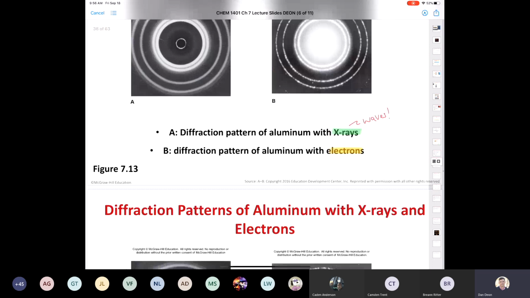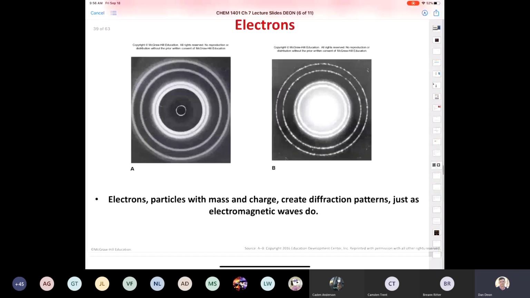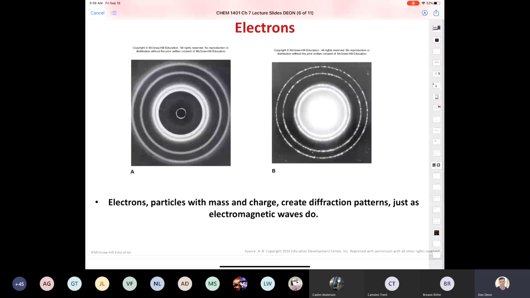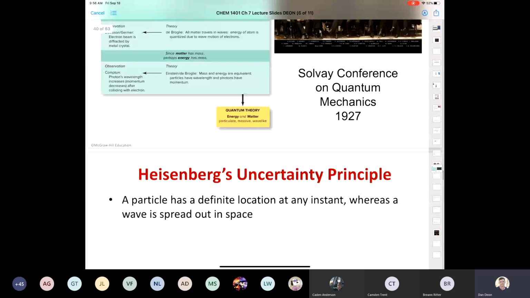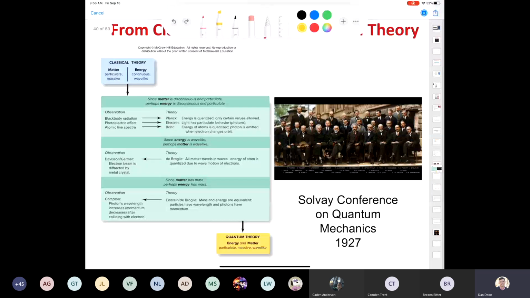Let's see here. So the conclusion is that electrons, which are particles with mass and charge, can create patterns just as electromagnetic waves do. Hey, you guys, I admit it's not intuitive, right? It is not intuitive. But anyhow, we could spend quite a bit of time on this slide here. As somebody said, this is probably the most intelligent picture ever taken in history. I'll just say a couple of quick things about this, and you could spend some time.